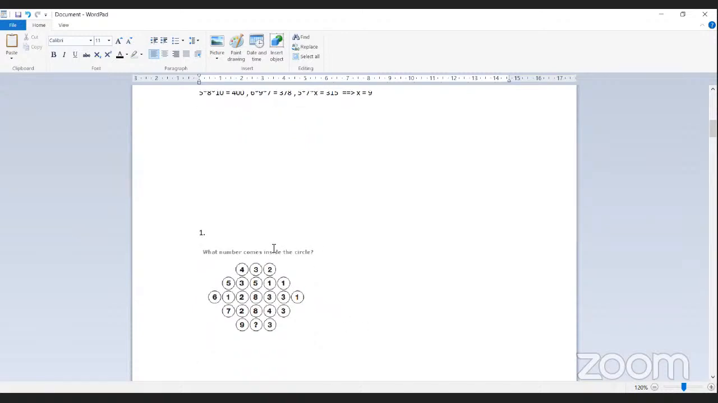Okay, this is the question. What number comes inside the circle? 4 3 2, 5 3 5 1 1, 6 1 2 8 3 3 1. It's increasing on either side, 1 1, then again it is decreasing. They're asking what is the question mark here. Obviously here the diagonal won't work. It will be horizontal, because vertically here only one number is.